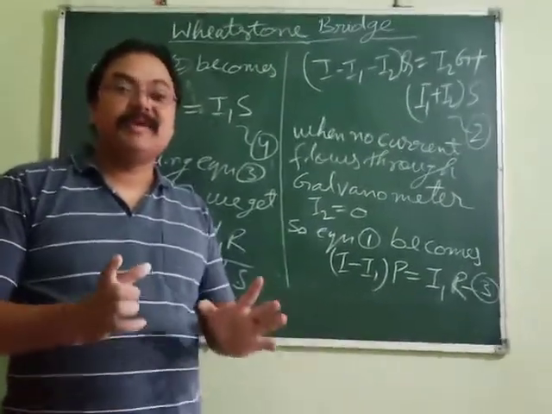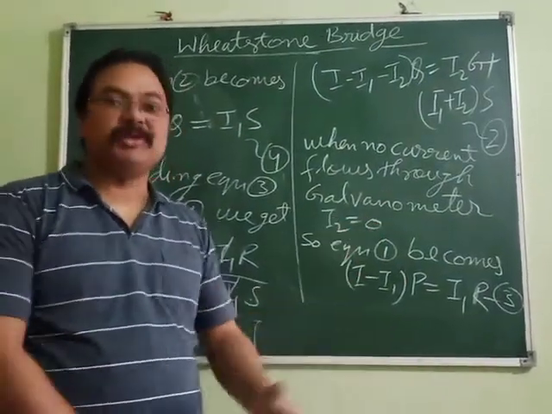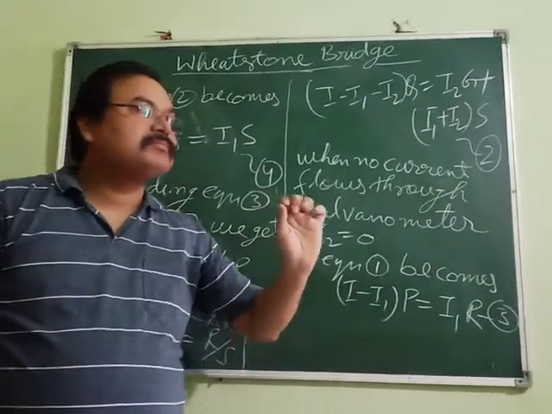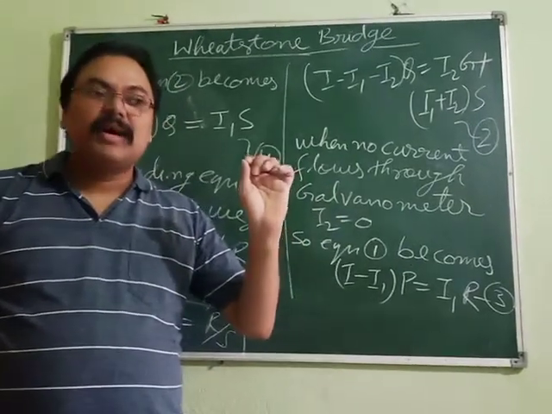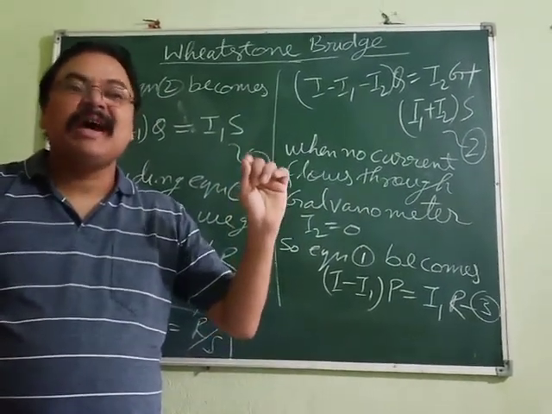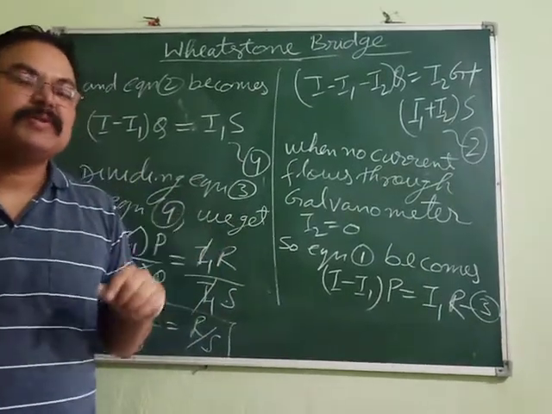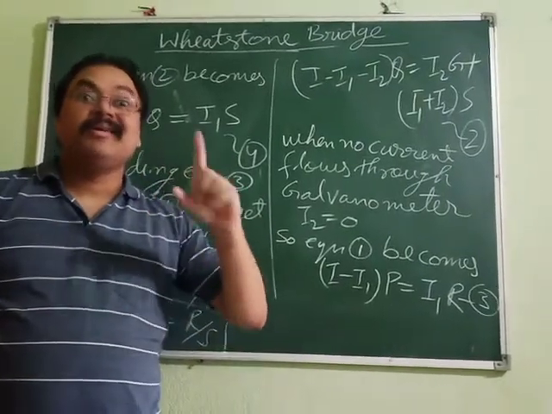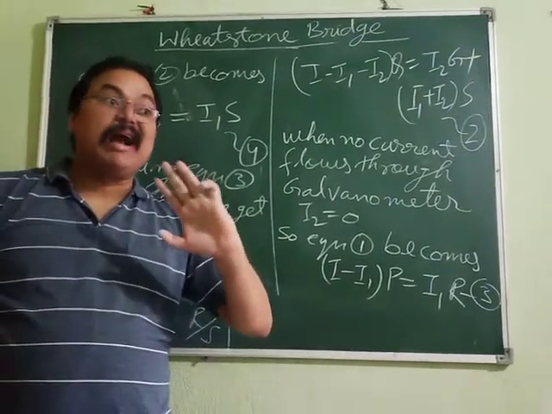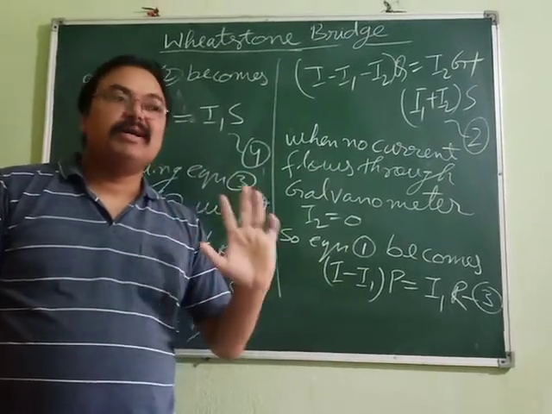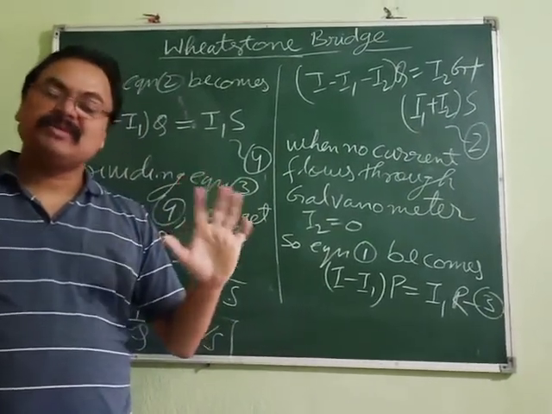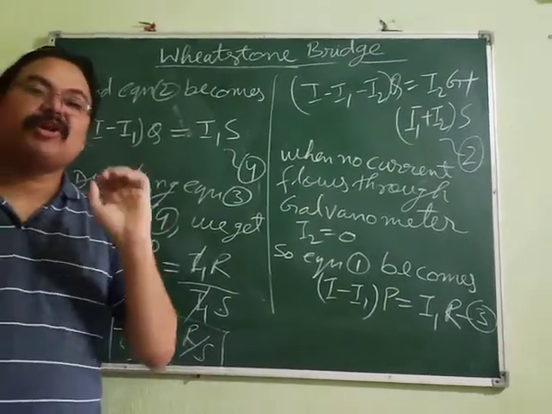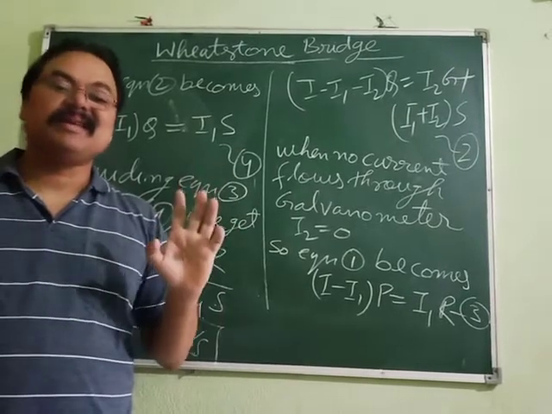Next is what is the sensitivity of this Wheatstone bridge. Sensitivity of the Wheatstone bridge is that when you are changing the resistance of any one arm, 4 arms are there, out of 4 arms, if you are changing the resistance of any one arm by a very small amount, and in response, the galvanometer is showing a large deflection, then we say that the Wheatstone bridge is very sensitive. And if it is showing very small deflection, then we say that it is less sensitive.